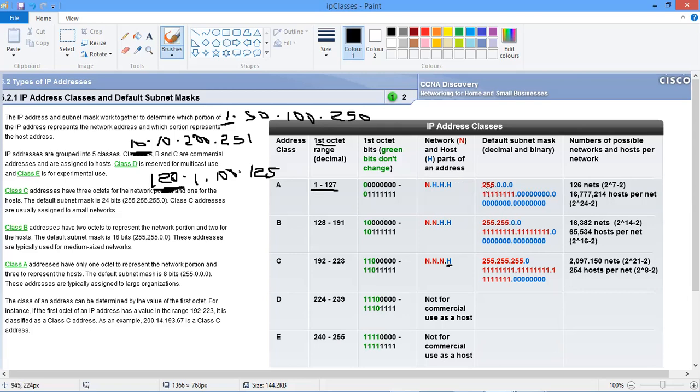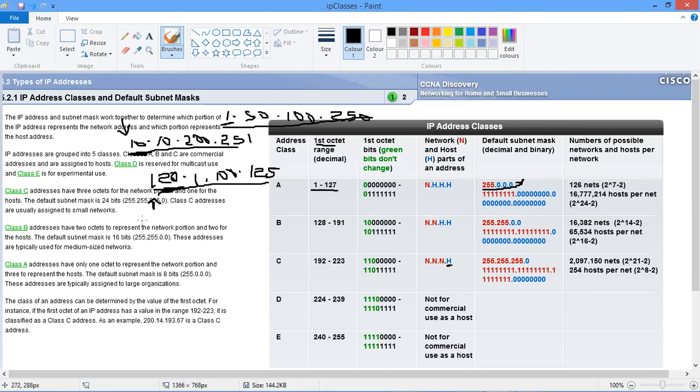And the default subnet mask of all class A's is 255.0.0.0. It means that the first octet is used to identify the network. This is what you use to identify the network. So if I have an IP address, and another IP address, and another IP address, the default subnet mask is this.